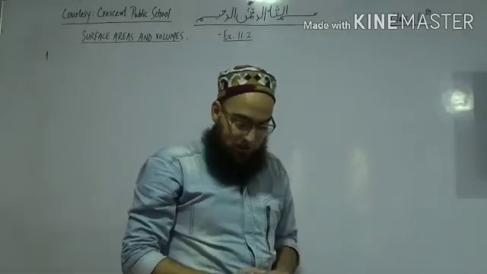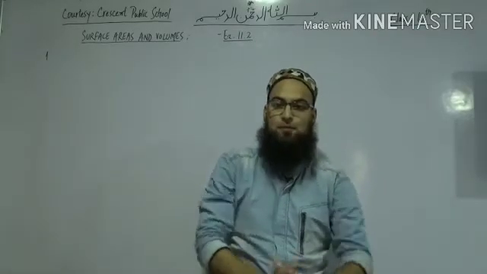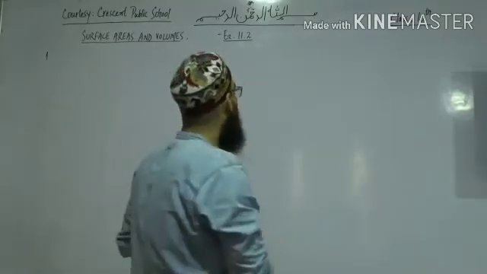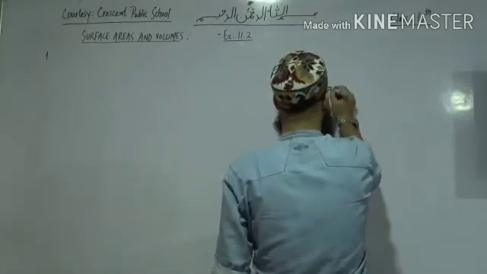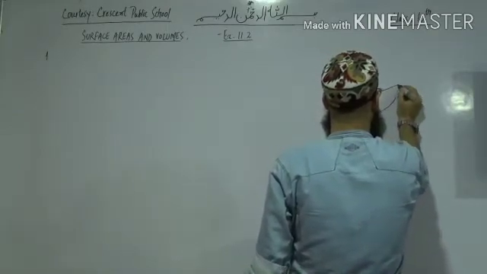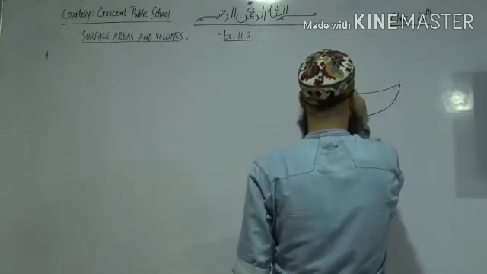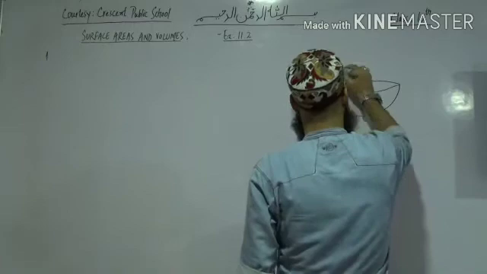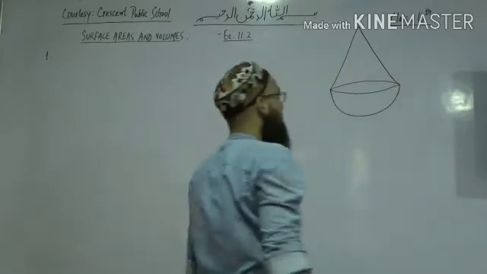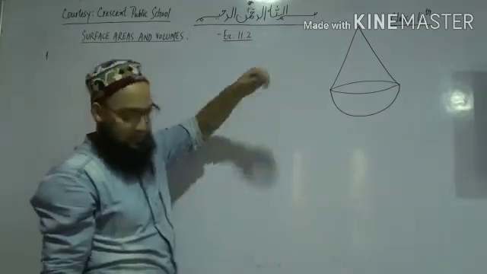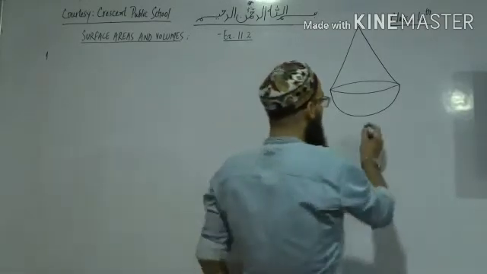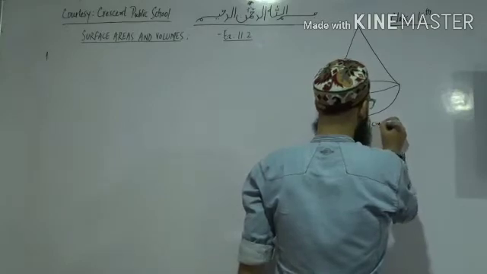It says a solid is in the shape of a cone standing on a hemisphere. Let me try it. This is a solid which is in the shape of a cone standing on a hemisphere with both their radii being equal to 1 centimeter. So radius is 1 centimeter.